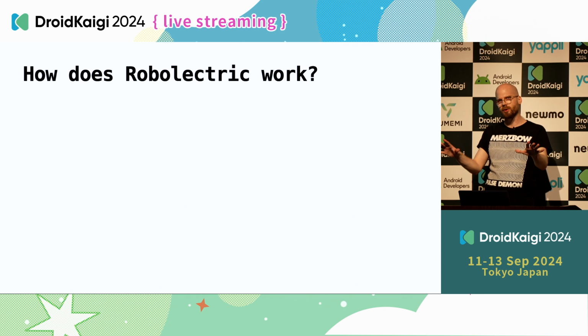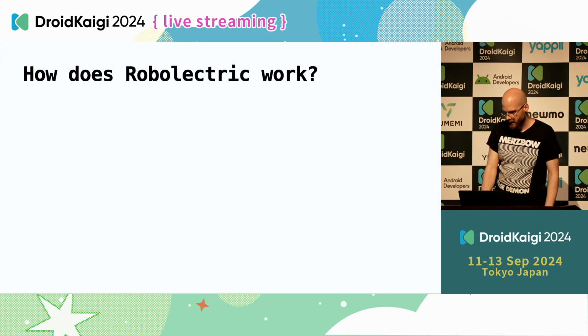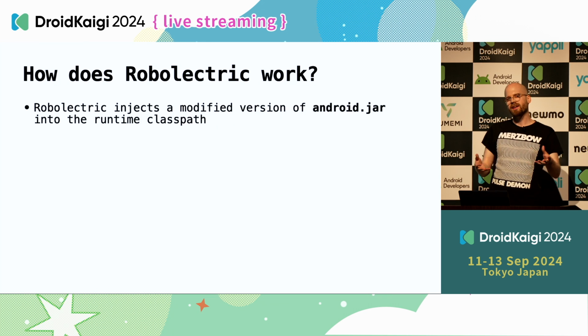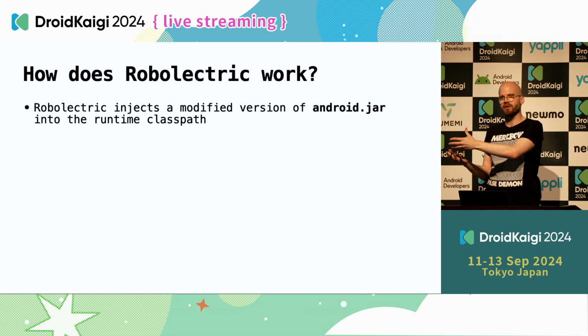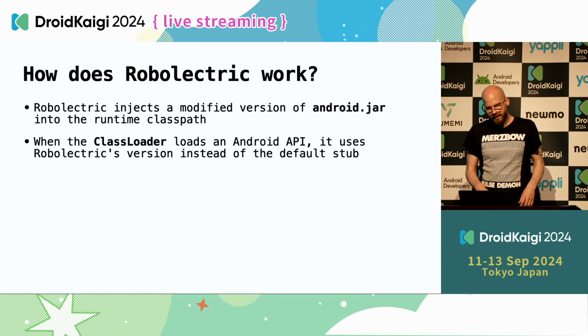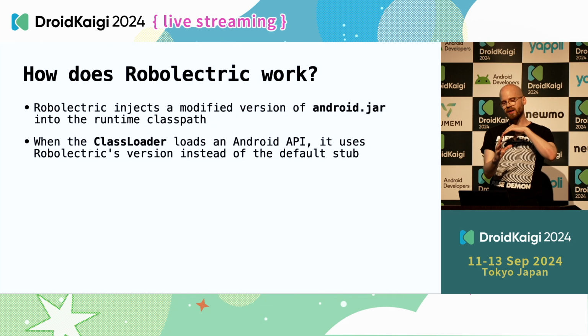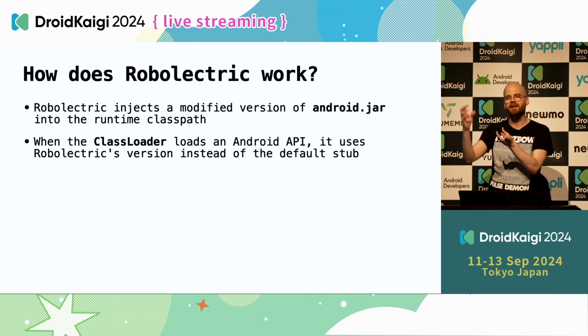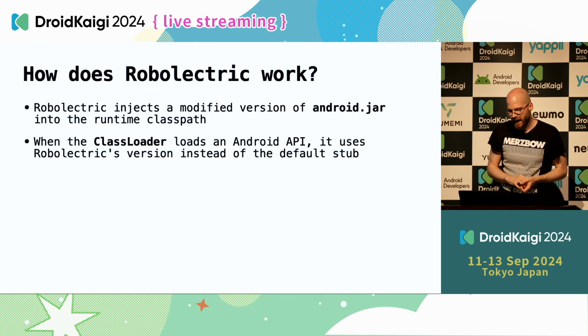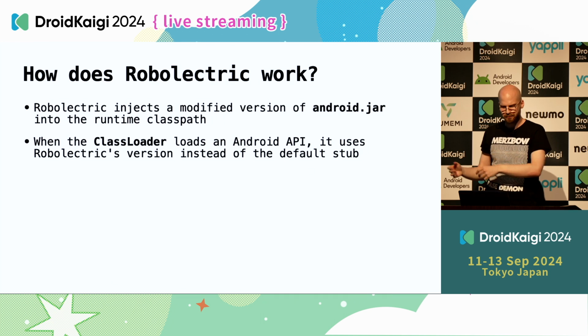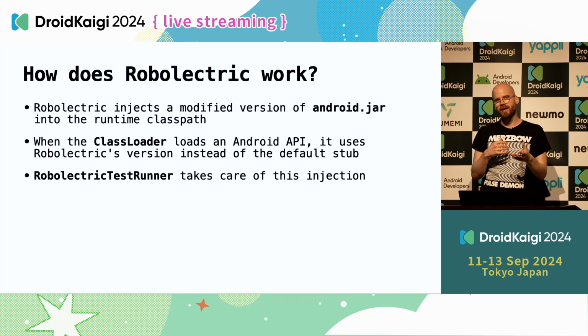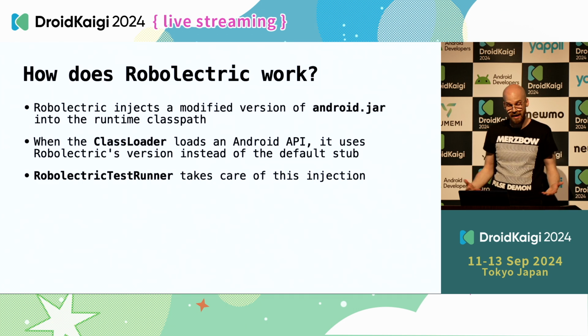Again, this is a very high-level overview of how Robolectric works. Basically, Robolectric injects a version of the Android SDK into the runtime to let you call Android stuff. It does it through the class loader. It changes the class loader at runtime. That's the thing that loads in the class during your tests. And it replaces it with Robolectric's version instead of the thing that crashes. And the Robolectric test runner is the thing that does this handoff of class loaders. And that is, in a nutshell, how Robolectric works.